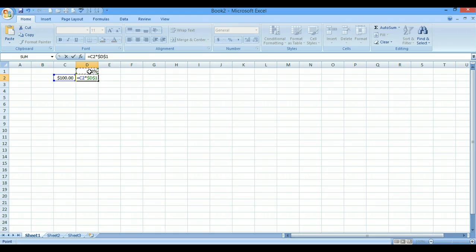Now some people have a problem with their F4 and they might have to press function F4 to get it to work. If it's not working for your keyboard, that's fine. All you need to do is type a $ sign that says I'm absolute referencing the column and then an absolute reference of the row. So I need a $ sign before the column and a $ sign before the row, and that absolute cell references just D1, which is where you find the 10%. Pressing enter gives me $10 just like before.